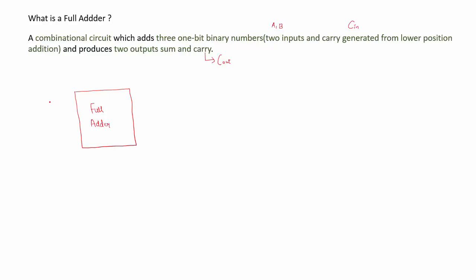it will have three inputs A, B and C in, and two outputs, sum and C out. So this is your block diagram.